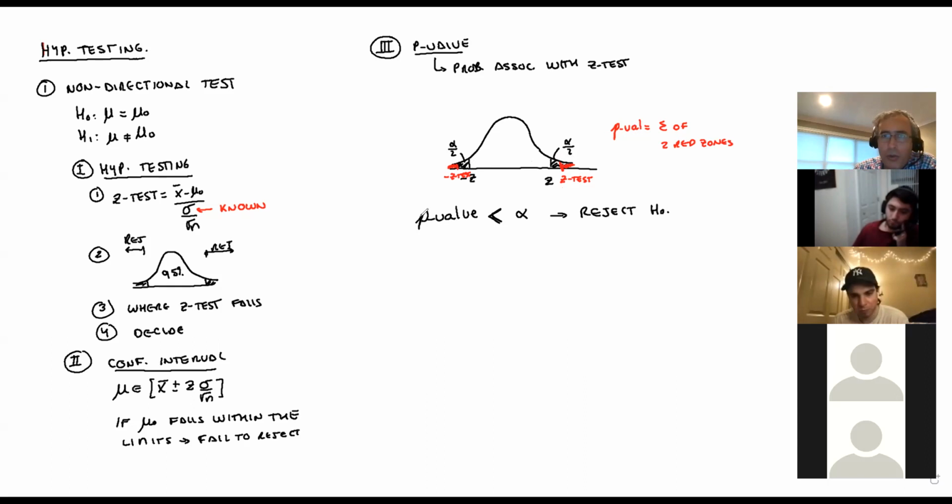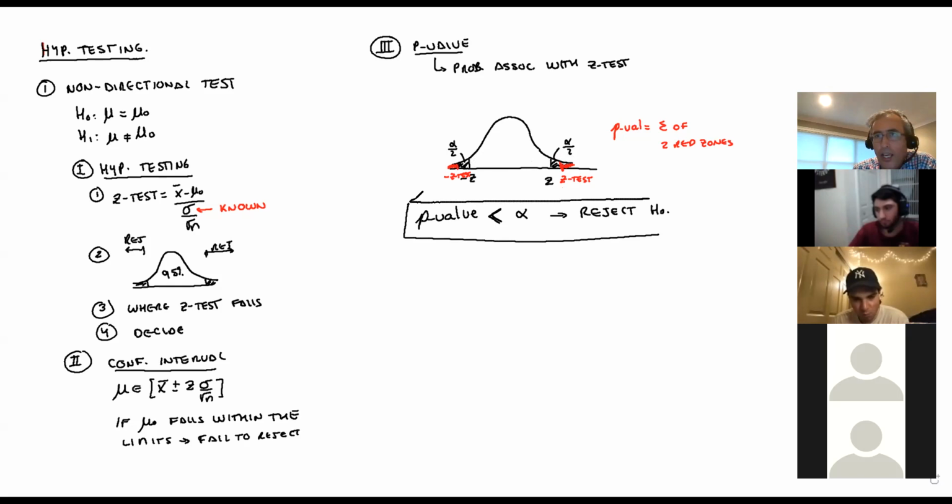We are going to be using this one all the time. Why? Because it's very simple. You have a single number, you don't need to do anything. Simply by knowing that the p-value is smaller than alpha, you reject H0. If not, you don't reject H0. Make sense to everyone? So this is the logic of the p-value.